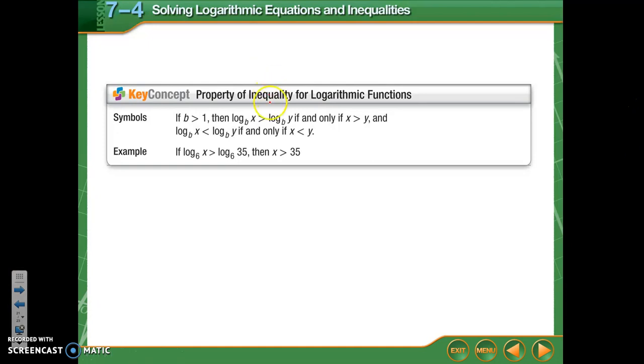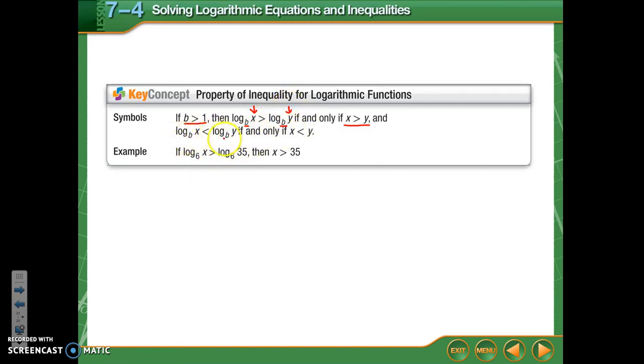All right, let's take a look at this next property for logarithmic functions, a property of inequality. If b is greater than 1, so again, my base is greater than 1, then log base b of x is greater than log base b of y if and only if x is greater than y. So this works really similarly to the equation one. The only way this side can be greater than this side, if I have one logarithm and the bases are the same, right, these are both base b, is if what's inside this one is greater than what's inside this one. And it works the same way for less than.